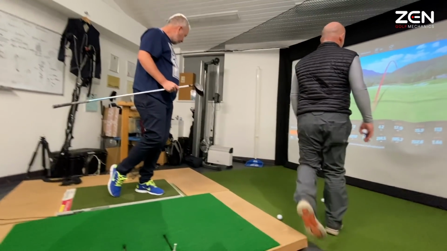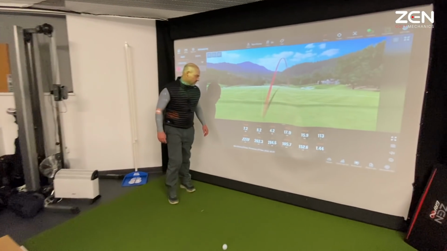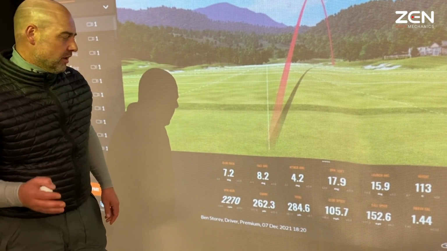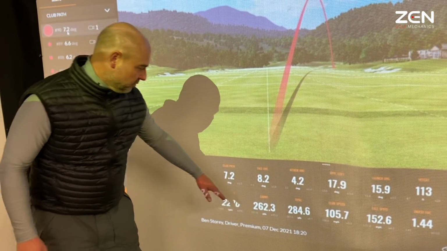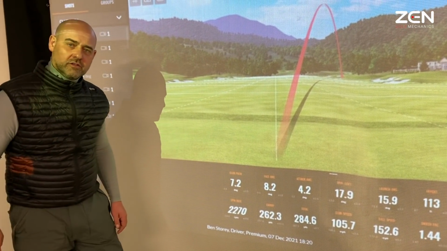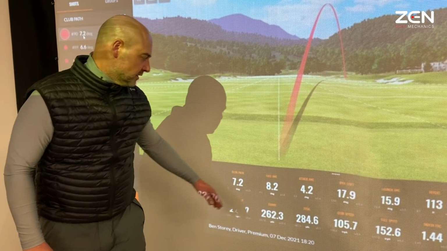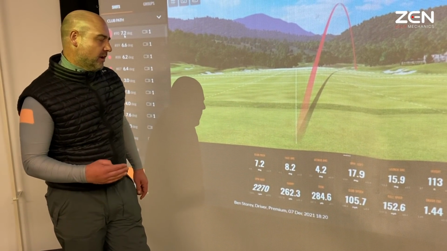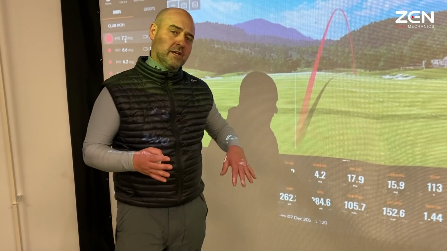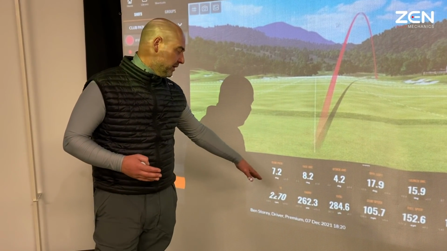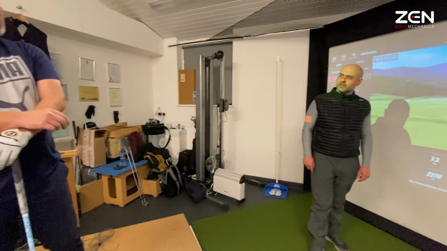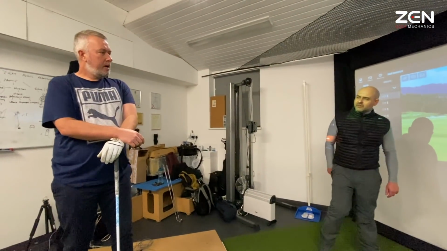Well done, Foz, awesome. So we can see suddenly 4.2, big increase, more like the normal angle of attack for Foz. Over 260 carry now, so big increase in distance, up to 285 total distance, 152, so a similar ball speed, but big increase in carry. What did you feel you did there, Foz, then in between the two swings? What made the difference for you?